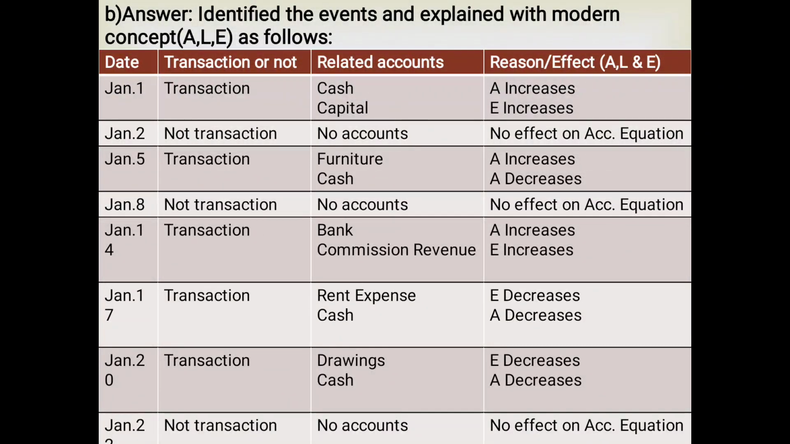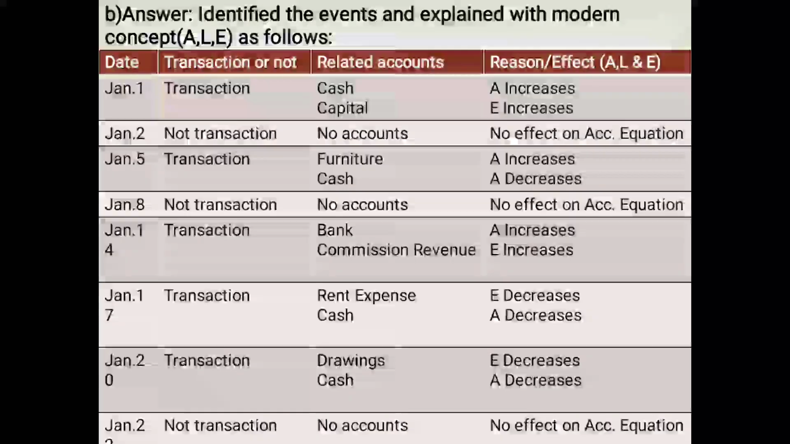January 17, this event is a transaction. In this transaction, two accounts are involved. Rent expense and another one cash. Expense is related to equity. When expense is incurred, then equity decreases. So reason or effect, that is equity decreases for rent expense. And cash has gone, rent paid, that's why cash has gone from the business. We know cash is one kind of asset. So cash has gone from the business, that is asset decreases from the business.